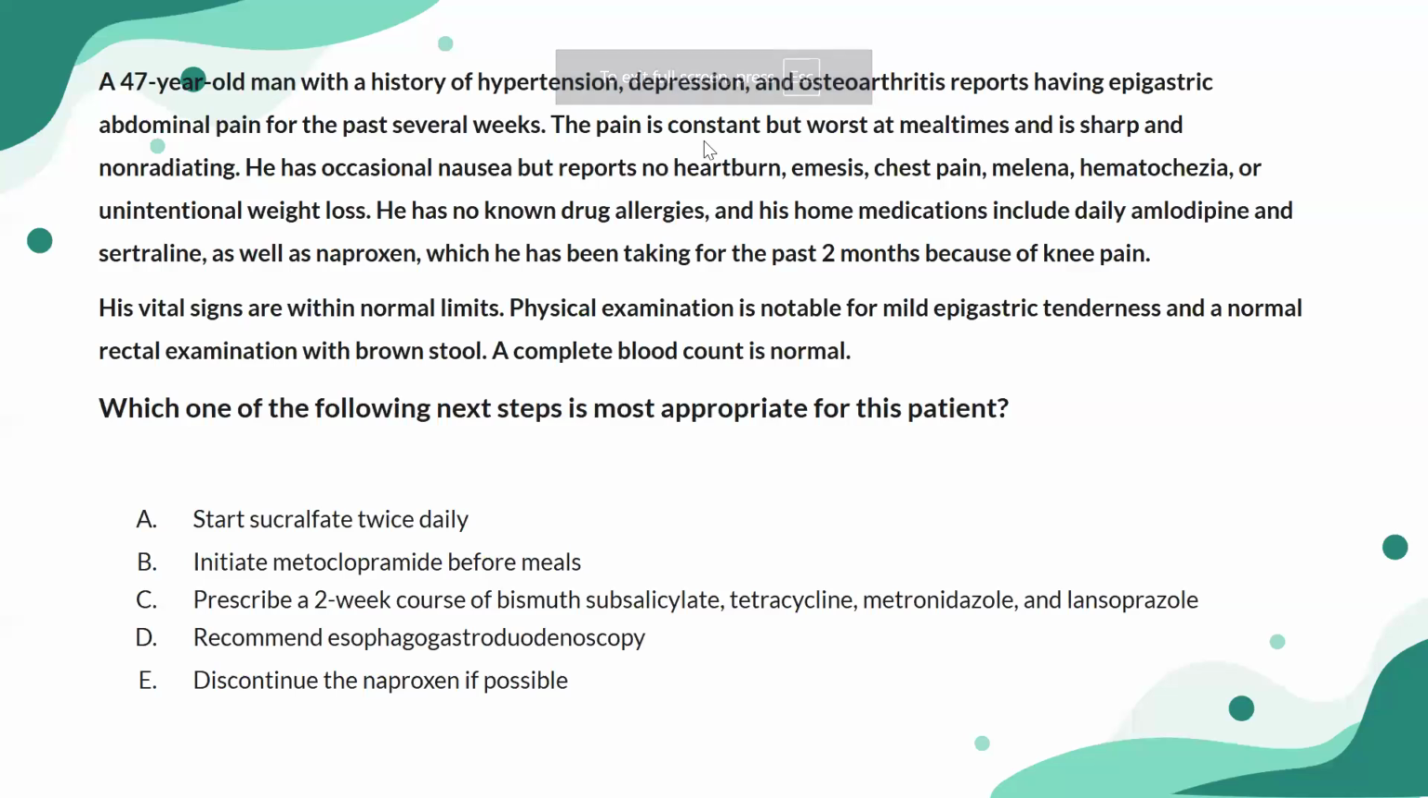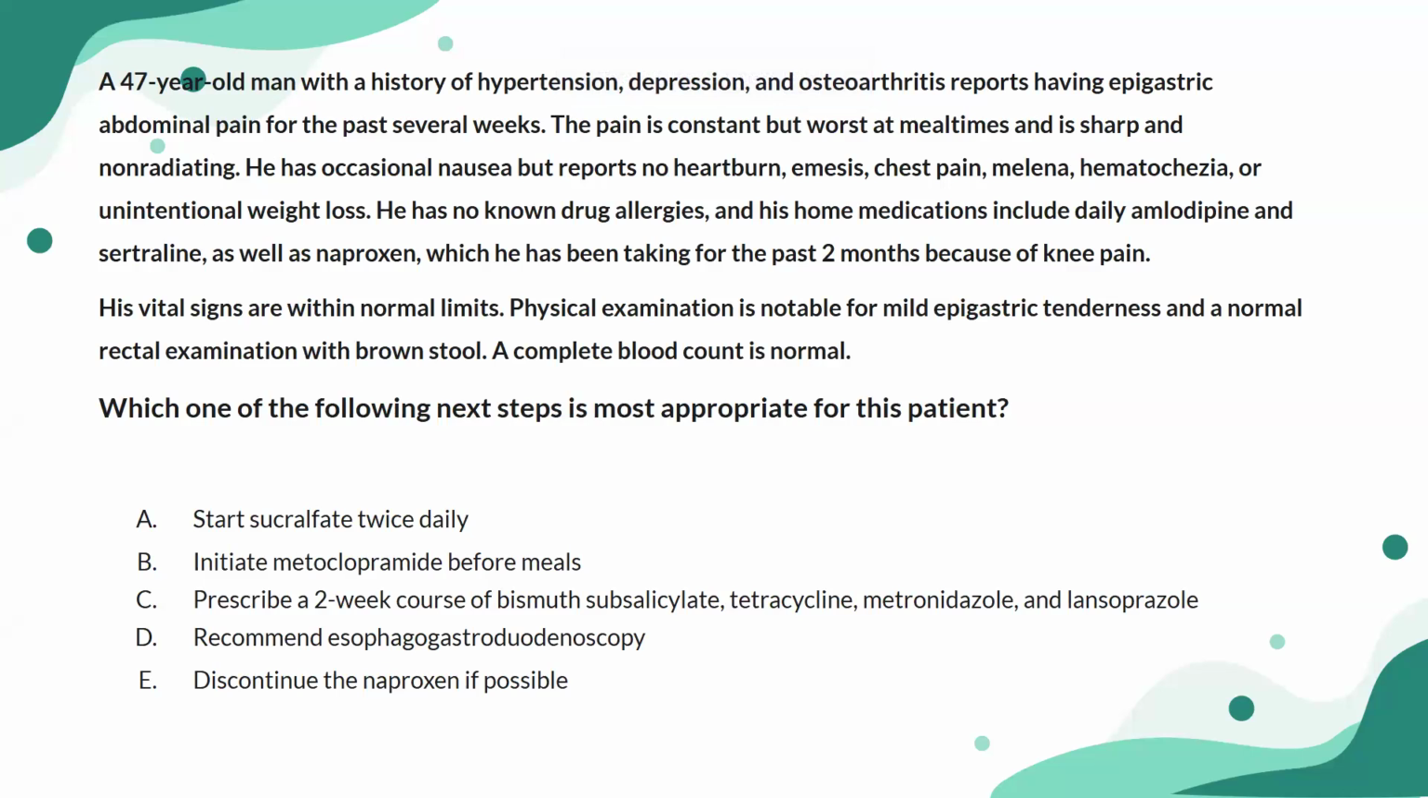The pain is constant and worst at mealtimes and is sharp and non-radiating. Non-radiating is good and sharp is good because these words give you the impression that this is not a cardiac cause. Cardiac pain is not sharp, it's heavy, and it usually will radiate as well if it's typical, right? He has occasional nausea, but reports no heartburn, emesis, chest pain, melena, hematochezia, or unintentional weight loss.